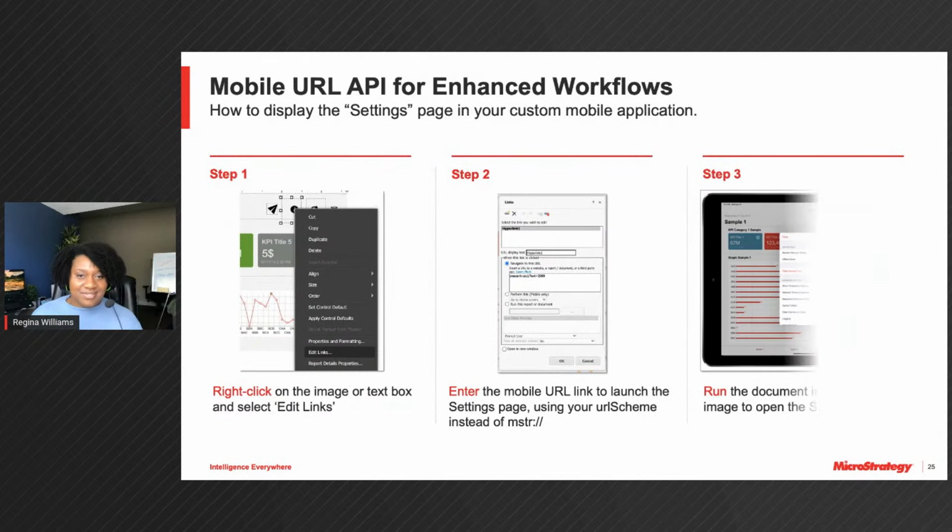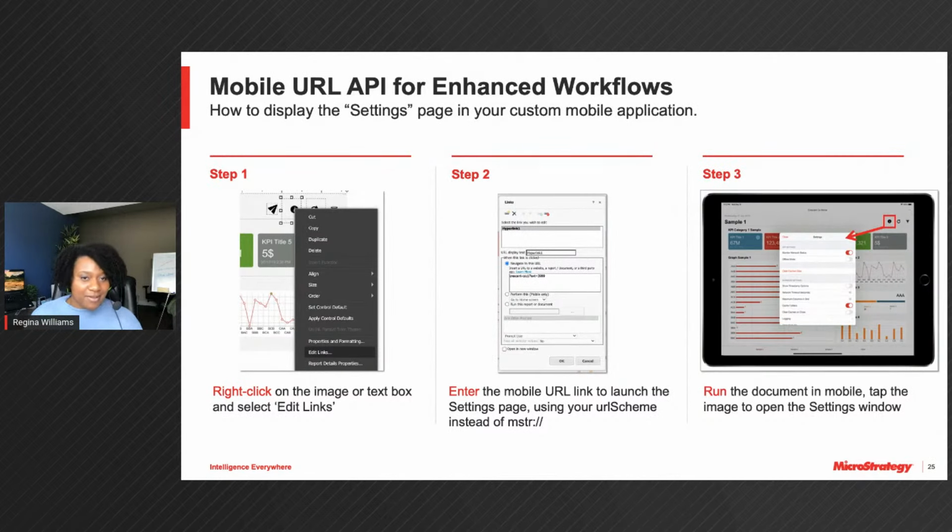So to do that, just a few steps. First thing you want to do is modify the image or the text box that you want to add the link to. When you right click on that one, choose Edit Links, then go to navigate to a specific URL, and then you want to type in your event there. In this case, we are using the URL event that will trigger the settings page to open in the dashboard. So in step 3, once you make that change in the edit links area, the dashboard will show the settings when you tap on that link. Next slide.